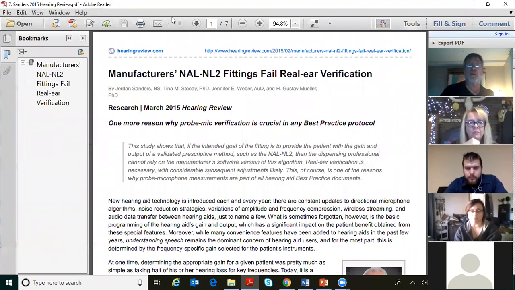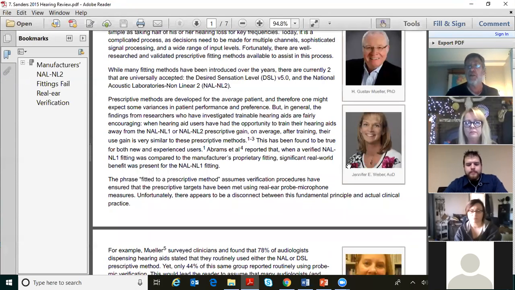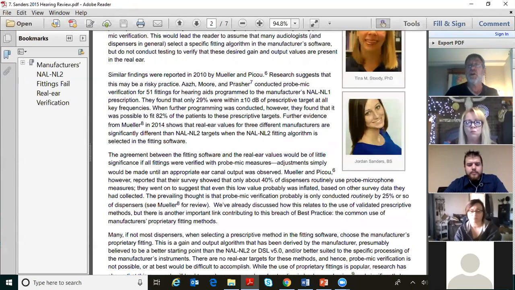One more reason why real ear, in other words probe mic verification, is crucial in any best practice protocol. So we'll be going over this article in our final unit of the course. It's a very, very good article, and I think anybody who's not doing real ear ought to be reading it. So we will look at that when we are done.